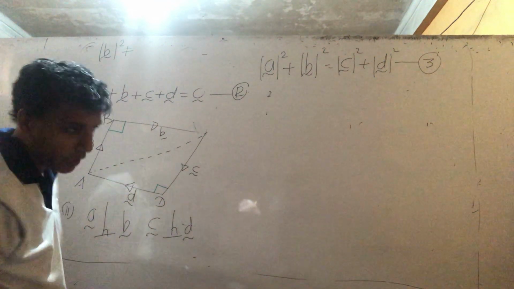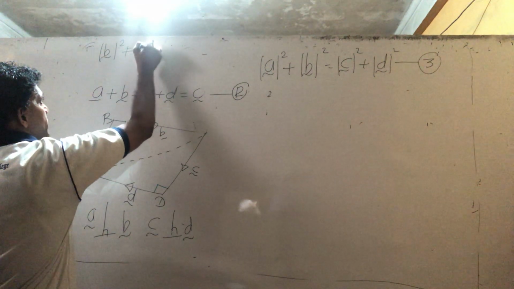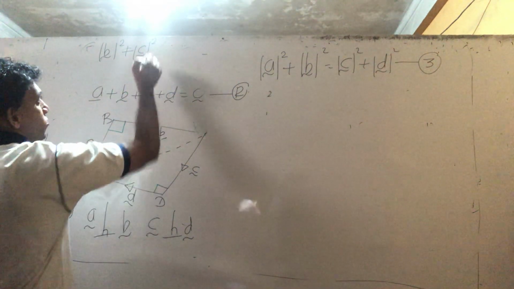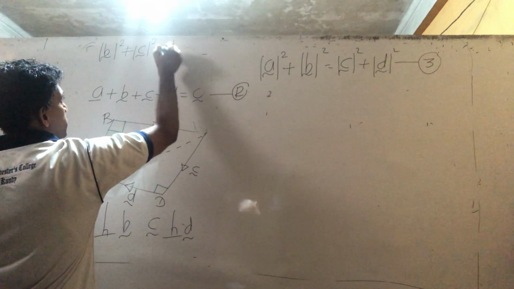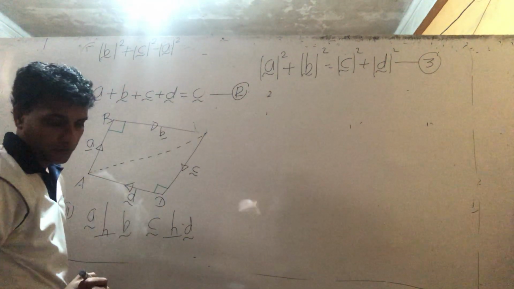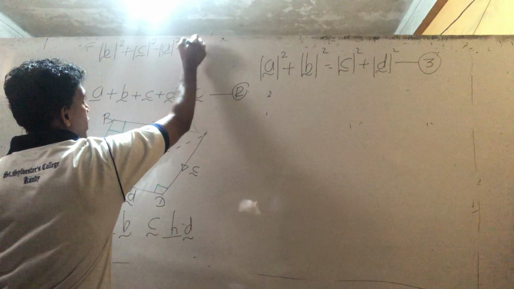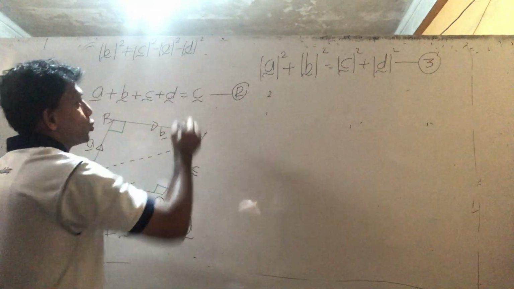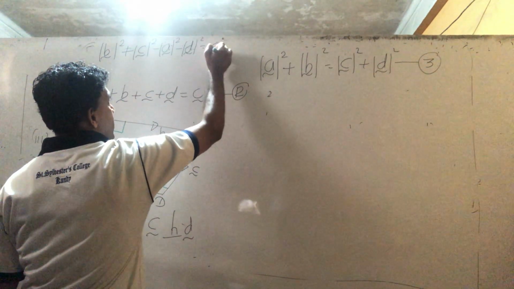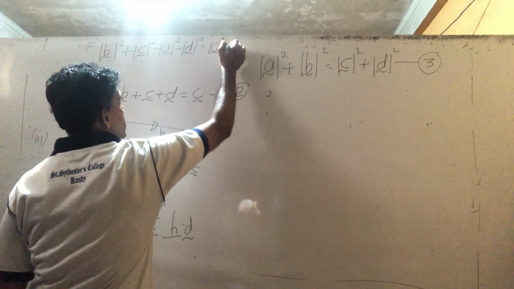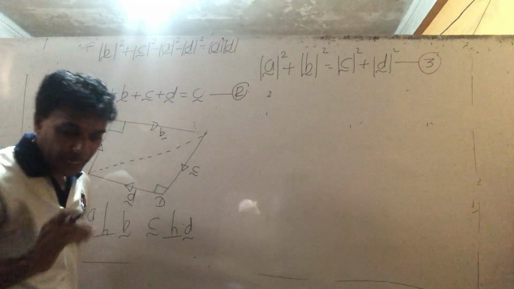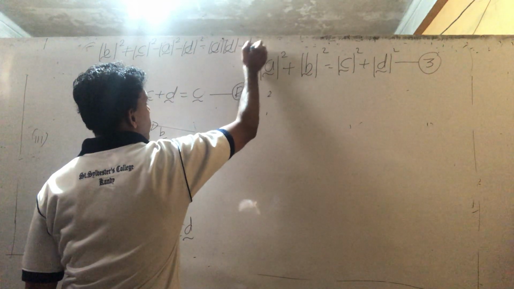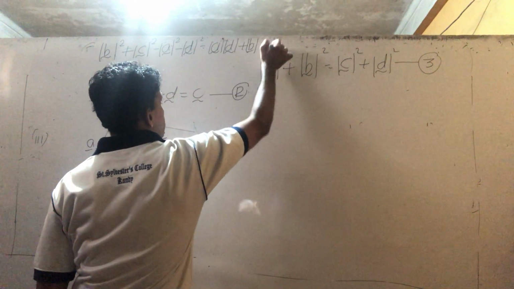mod vector B square plus mod vector C square minus vector A square minus vector D square, modulus, equal to mod vector A into vector D plus vector B into vector C.